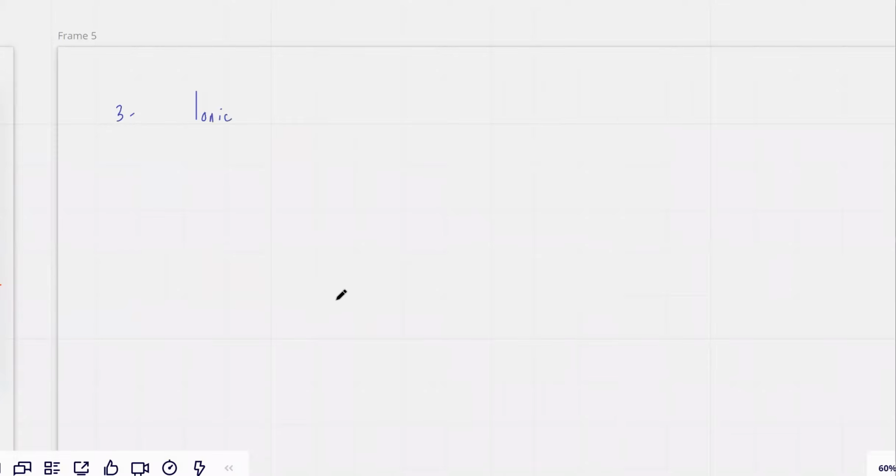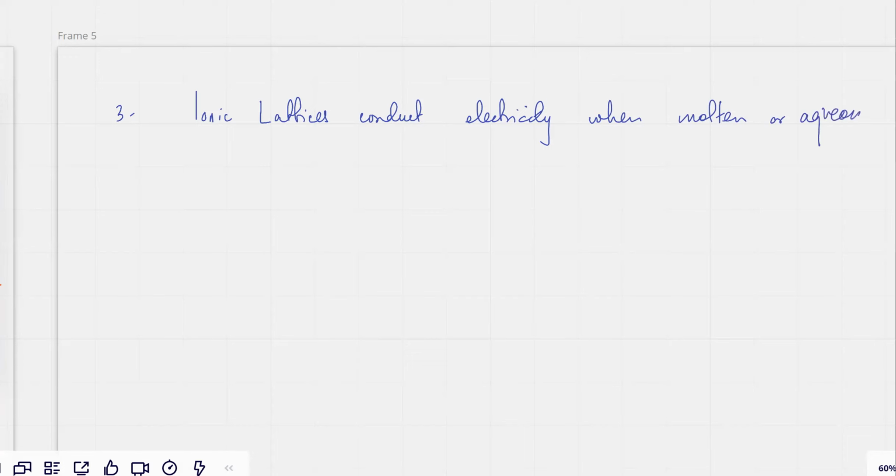And remember, you either refer to ionic compounds as lattice or refer to them as compounds. Never ever call them molecules. So ionic lattices conduct electricity when they are molten or when they are aqueous.